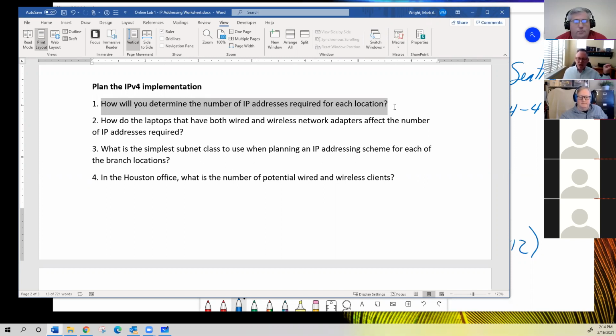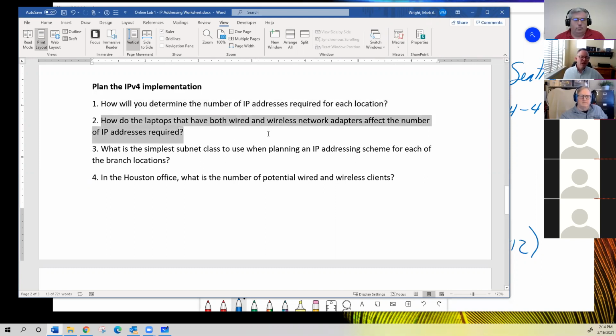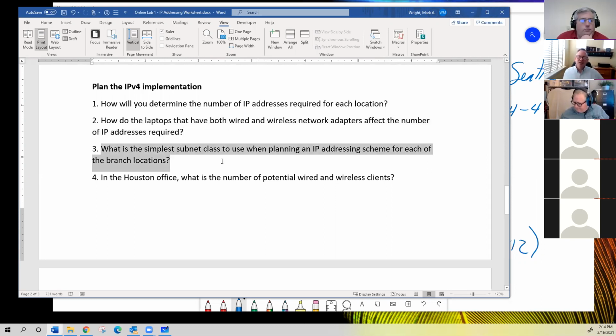You know what the wireless range is. You can throw in some ranges there. And then the rest of these questions, see if you can answer on your own before Thursday, and then we'll review this on Thursday. How many laptops have both wired and wireless? I think we figured that out. What's a simple subnet class? Now this is maybe a trick question. What's the simplest subnet class to use when planning an IP address scheme for each of the branch offices?